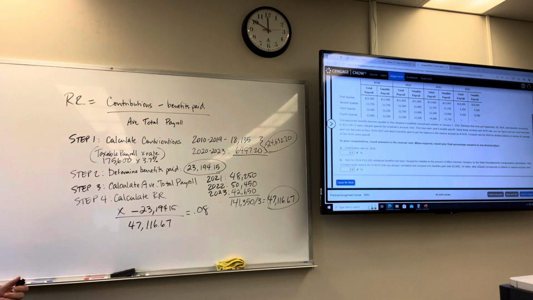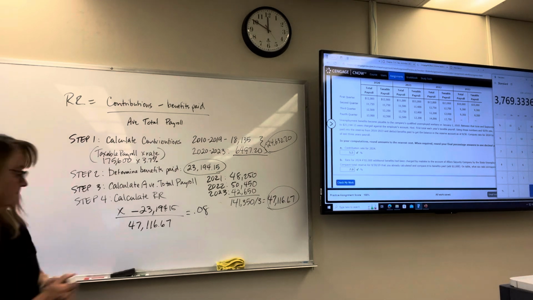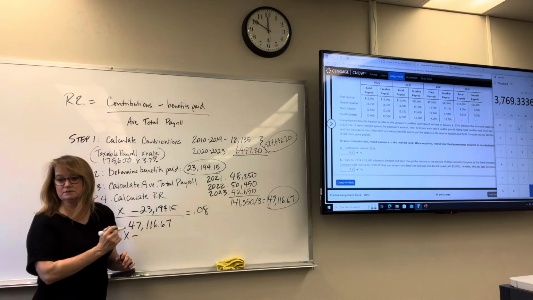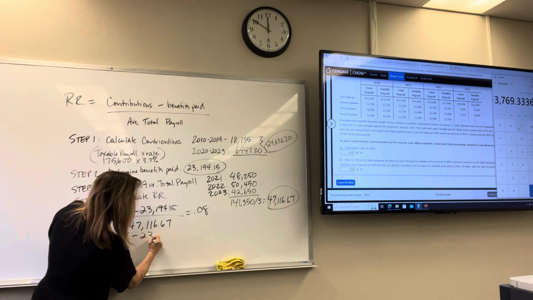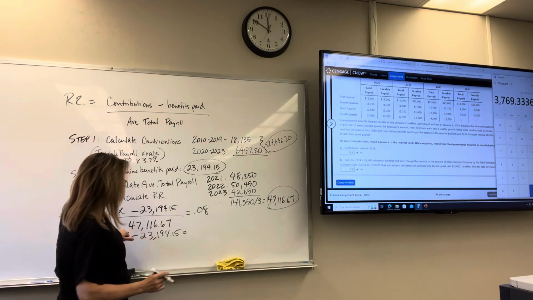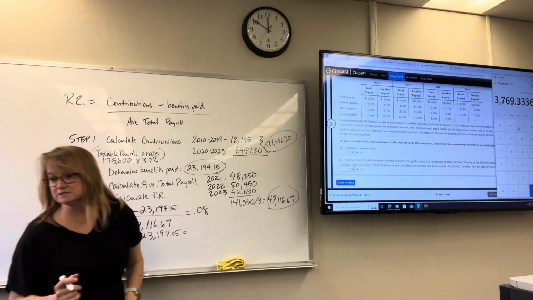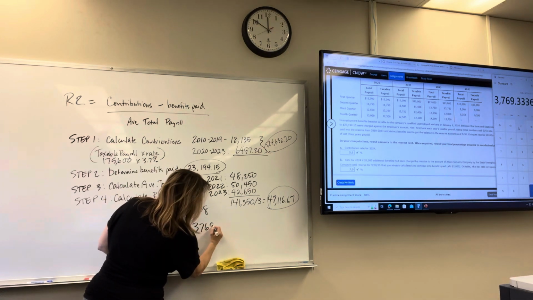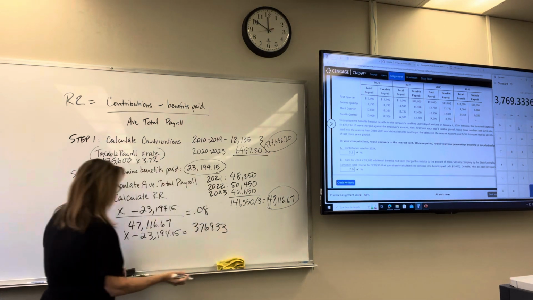All right, so let's multiply both sides. So 0.08 times 47,116.67, and we get X minus 23,194.15 equals, we multiply both sides by the 47,116, 3,769.33. And then we just solve for X.